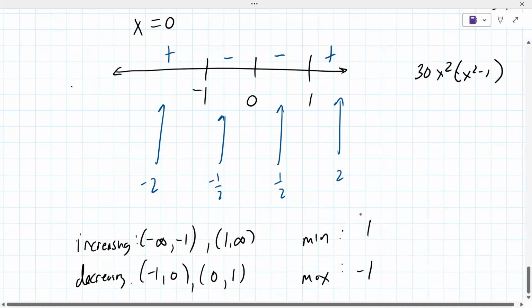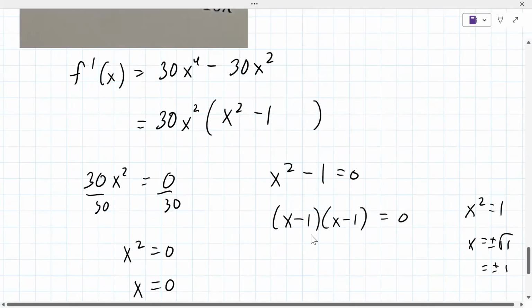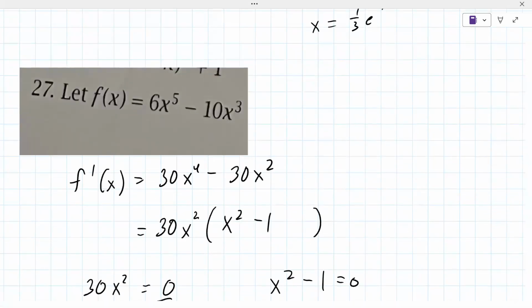Yes, good. And if you wanted the actual min or max value, you'd have to go all the way back to the original for that. That makes sense. Okay. So let's look at 31 now.